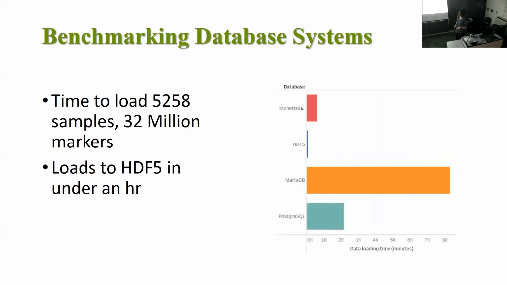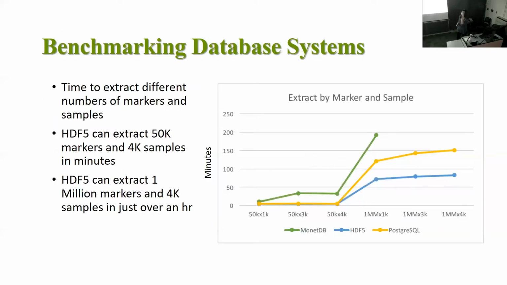There's some benchmarking tests. So we have some test data sets, 5,000 samples, 32 million markers. And this shows different databases that were benchmarked. And you can see the HDF5 is really, really fast. And it's even better than some Spark Hadoop-based systems that are used for big data analytics. This works really well for the kind of data we're handling. Again, for extract, this just shows increasing sizes of data and extracting them at different times. And HDF5, again, it's just really fast at being able to extract data too.